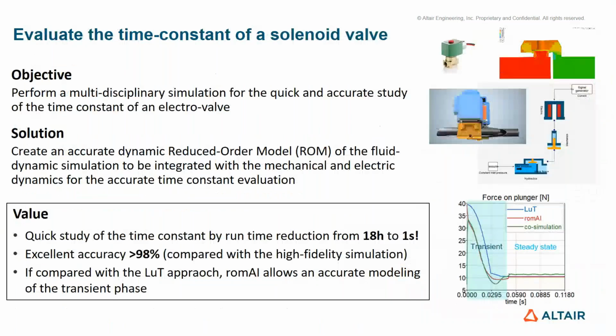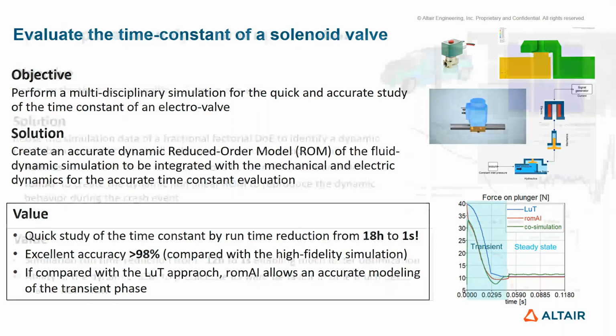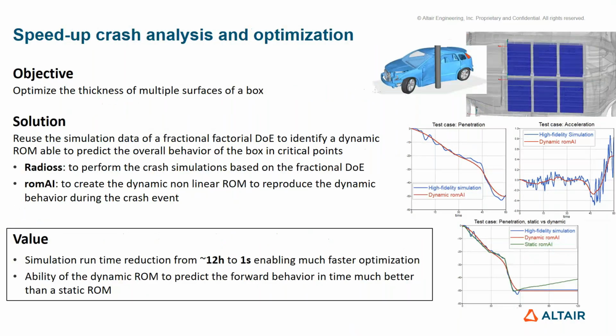Solenoid valve. This is again another case study using AI tools of Altair, ROM AI and co-simulation Activate. And yeah, so these are the predictions. So excellent accuracy, greater than 98% compared with high fidelity simulation, that is nothing but a traditional CAE simulation. They have compared it. Crash, you can take any physics, the prediction wise, ROM AI, Activate, and Physics AI are very good at the accuracy level.